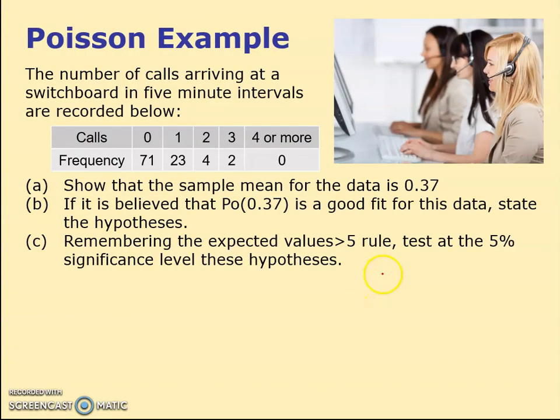Here's our first example anyway. It says a Poisson example, so we know it's Poisson, and we know our degrees of freedom. But for now, let's just see what it says. It says show that the sample mean for the data is 0.37. What is it? It's the number of calls arriving at a switchboard.